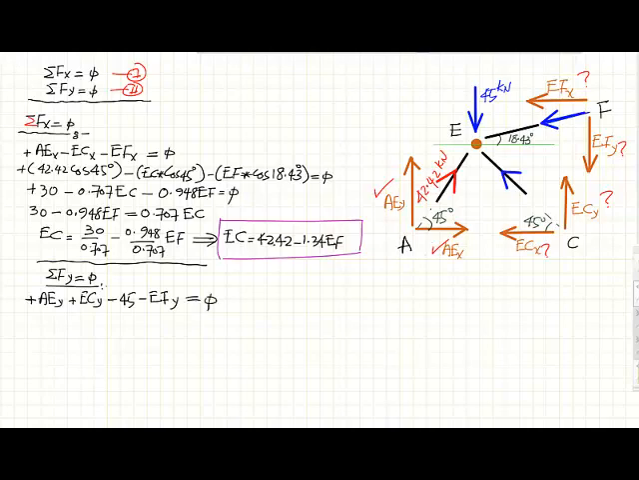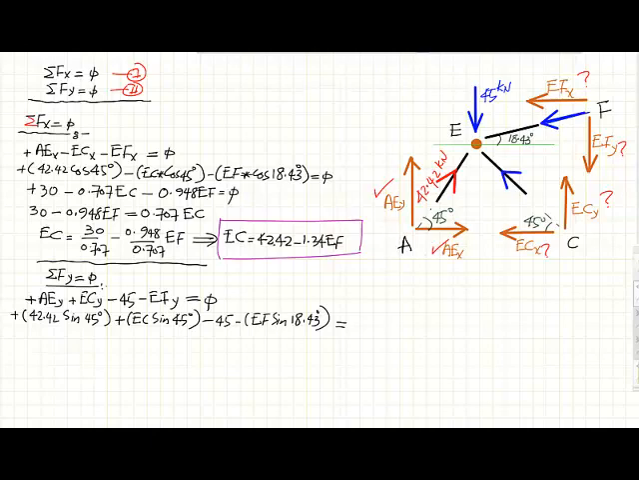So AEY is equal to plus 42.42 sine 45 degrees, and plus ECY is equal again to EC sine 45 degrees, and minus 45, minus EF is equal to EF sine 18.43 degrees. Let's take this.